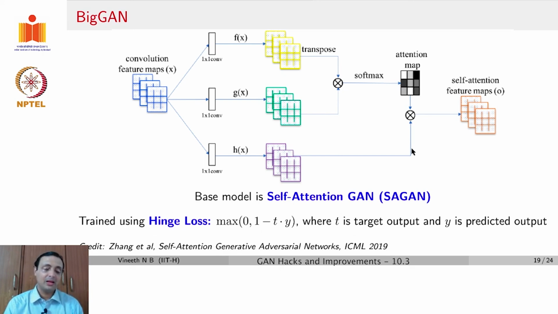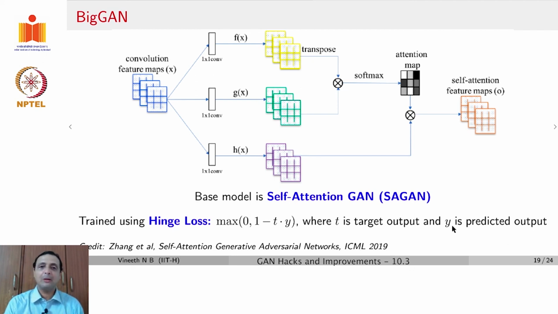For example, in a dog's image, they may generate the fur on the dog but miss out the legs of a dog. So the idea of using self-attention is to focus on specific parts of the image and generate every local detail more properly. In BigGAN, along with self-attention GAN, the loss that is used is hinge loss. This hinge loss is similar to the hinge loss that's used in support vector machines, which is given by max of 0, 1 minus ty, where t is the target output and y is the predicted output.